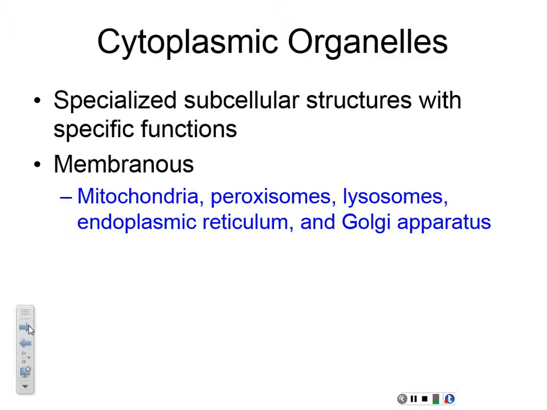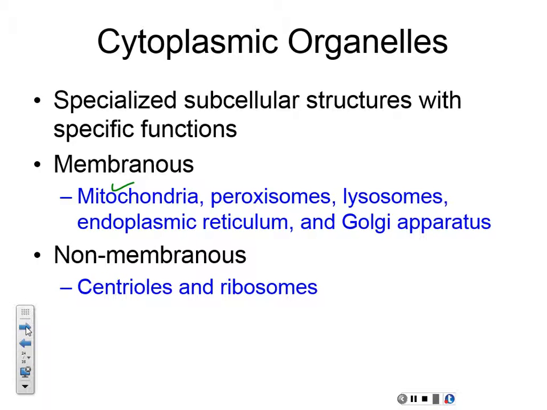So there are two kinds of these organelles. Most of them are membrane bound, and a few are not. The centrioles are not membrane bound, and the ribosomes are not membrane bound. All right. So we all know about the Golgi bodies, peroxisomes, lysosomes, and the smooth endoplasmic reticulum. Centrioles and ribosomes are not membrane bound.